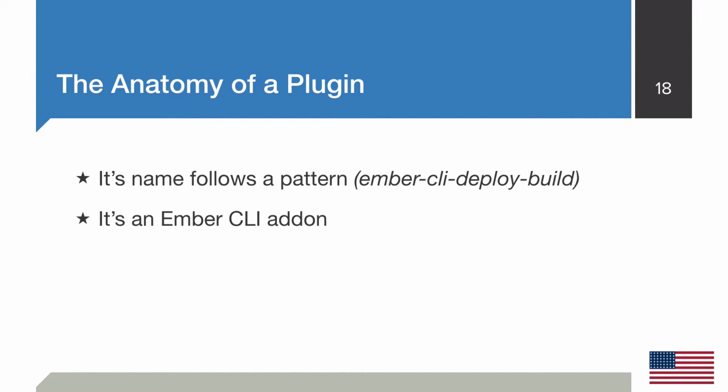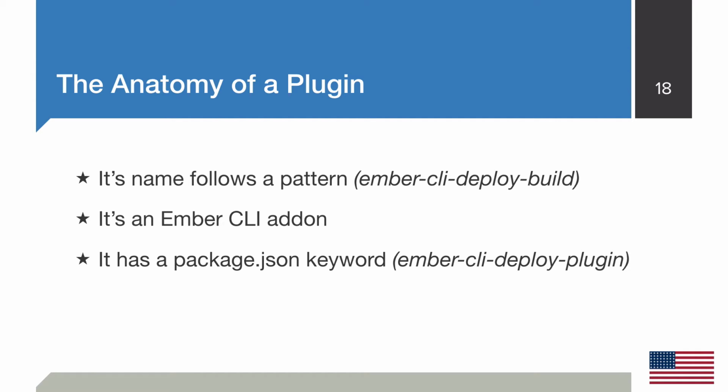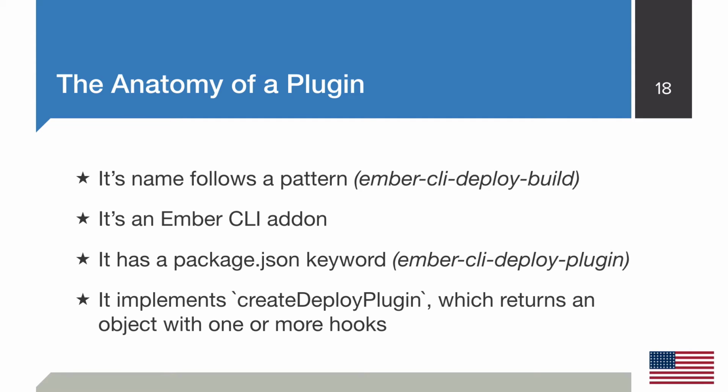So pretty cool stuff. In order for Ember CLI deploy to identify it, it has a keyword in the package.json keyword section, similar to Ember add-ons. That's the keyword there in italics. We'll see it again later. And it has one required API that it implements, which is a method called createDeployPlugin, which needs to return an object with one or more methods. When a method matches the name of a hook that's executing, it runs.